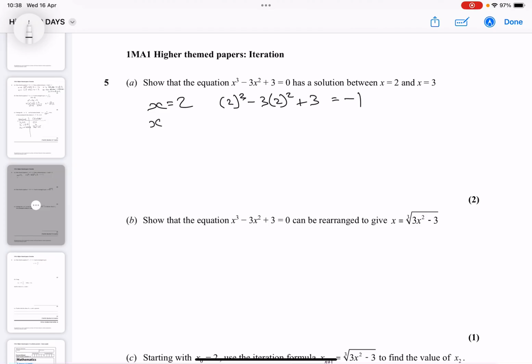I've got x equals 3, so I've got 3 cubed minus 3 lots of 3.